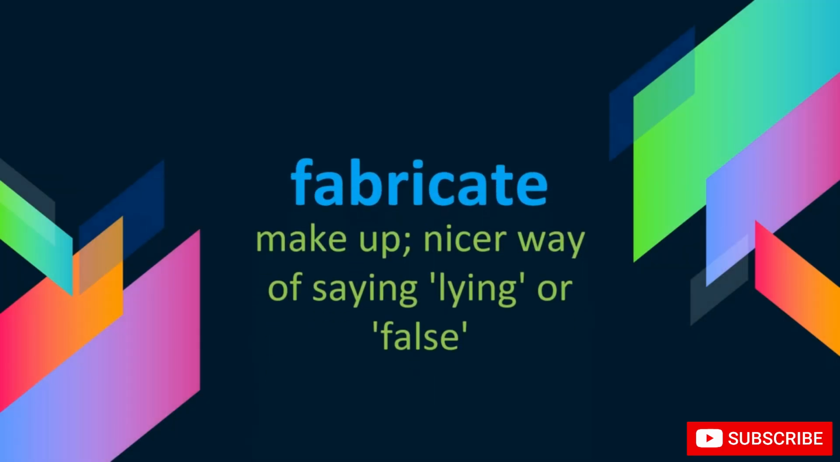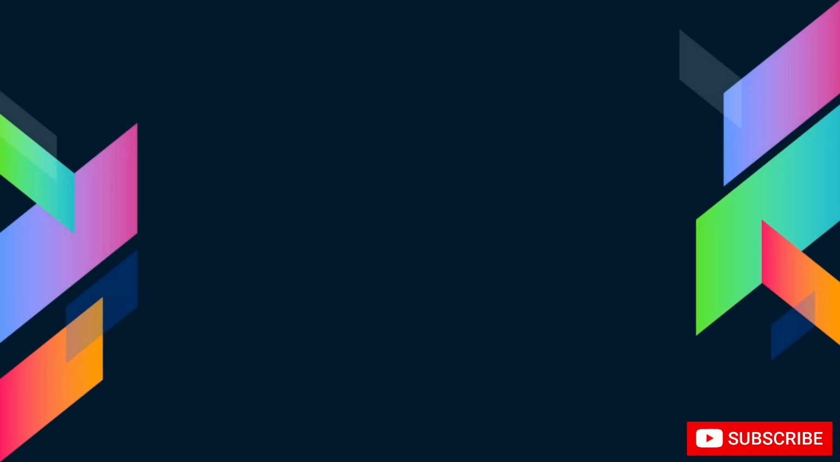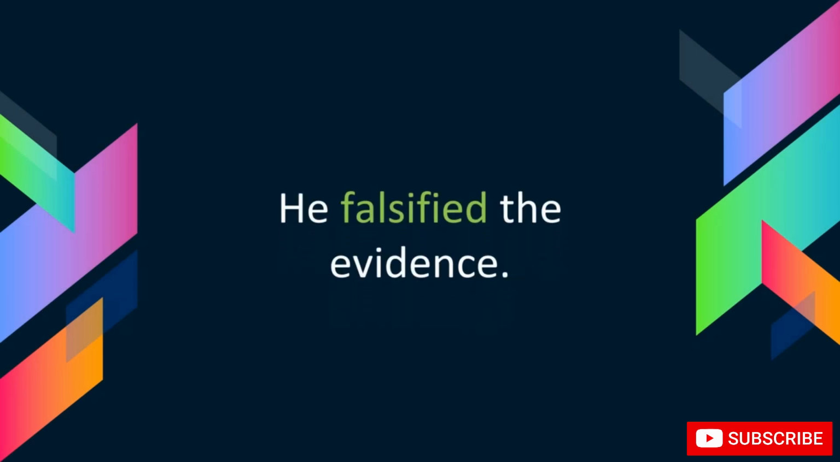The next verb is fabricate, which means to make something. And again, like refurbish, it can be used figuratively or literally. You can fabricate something real, like a machine. But again, for our purposes, we're going to look at the verb in a more figurative sense, to make something up. And this can also be a nicer way of saying something is false or that someone is lying. We'll take a look. He falsified the evidence.